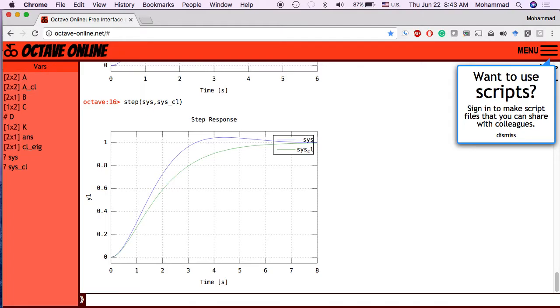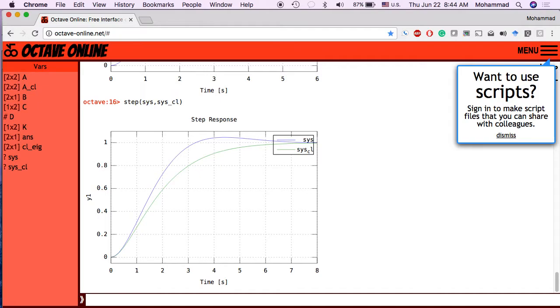Yes. How did you define the closed system? We defined the closed loop system by its A matrix. So we said A of closed loop is A minus B times K. A was previously known. K we found by place command, right? And B was also known. So we created a new A matrix, and with that new A matrix, I recreated my state space system. So I gave it a new name.